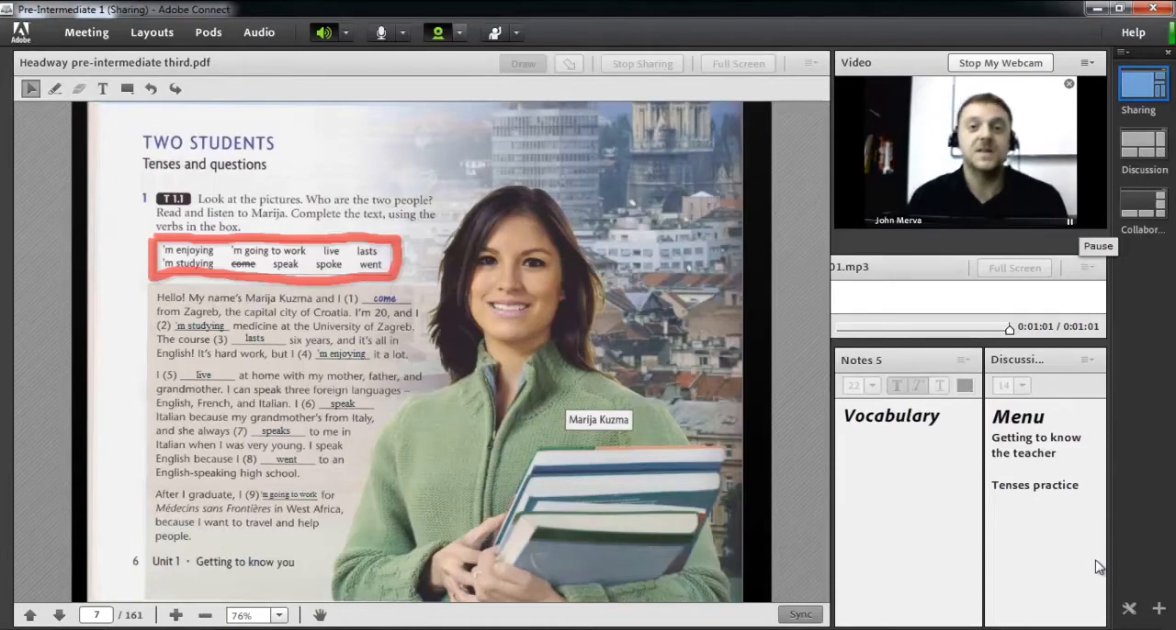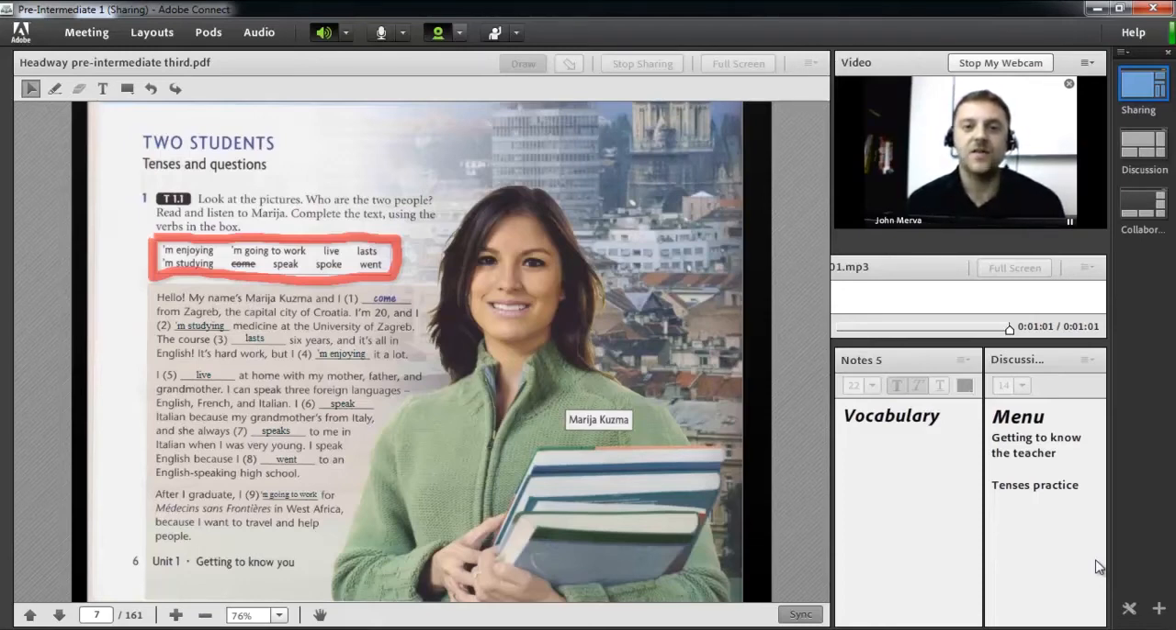So, as we said, number 1 is I come from Zagreb, the capital city of Croatia. I'm 20 and number 2, I'm studying medicine at the University of Zagreb. Number 3, the course lasts 6 years and it's all in English. It's hard work, but number 4, I'm enjoying it a lot. Number 5, I live at home with my mother, father and grandmother. And number 6, I speak Italian.